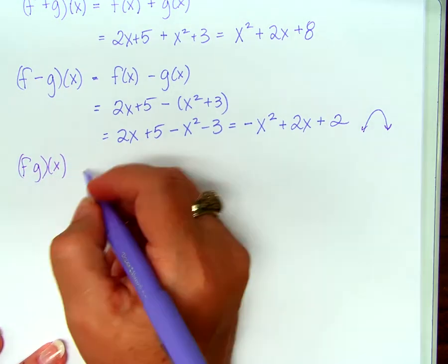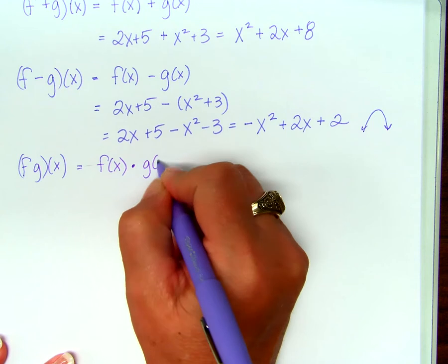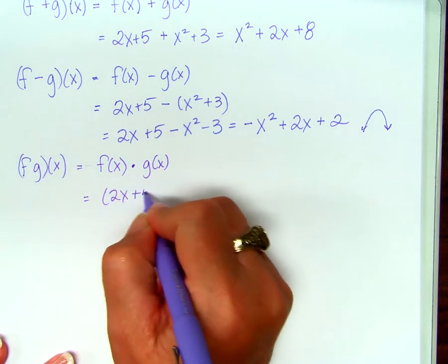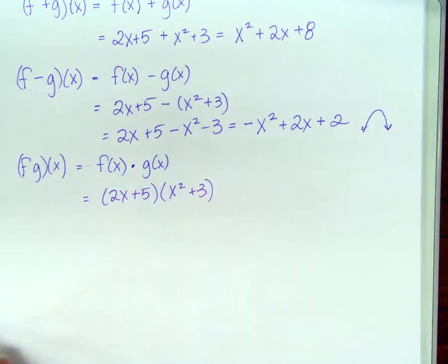Okay? F times g of x. What's it wanting me to do now? Multiply f of x times g of x. F of x is 2x plus 5. G of x is x squared plus 3. And how do we multiply this? Distribute. I'm so proud of you because I have to let you know, if you look in your book, it wants you to FOIL this.